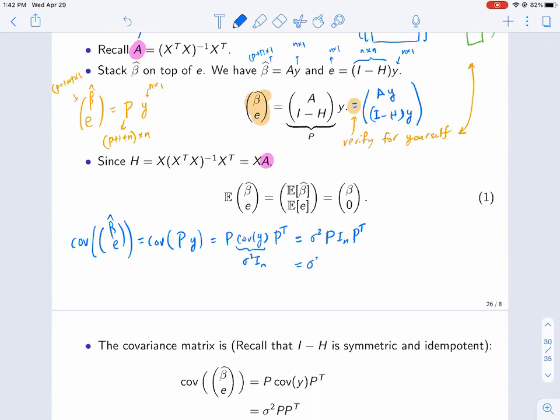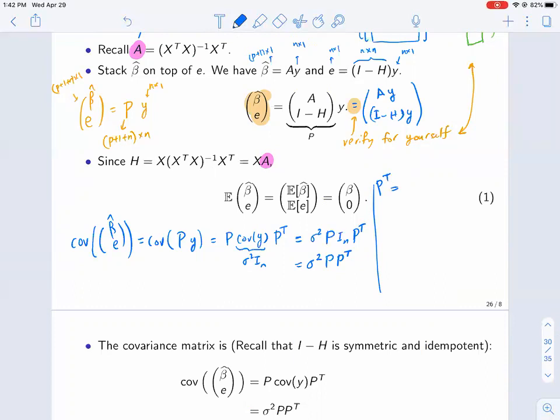So it's going to be sigma squared P times P transpose. Right. But P is not symmetric. Right? You have to be careful. So let's see why it's not. What is P transpose? If it's symmetric, then P transpose has to be equal to P.